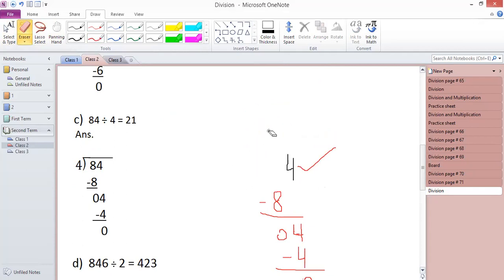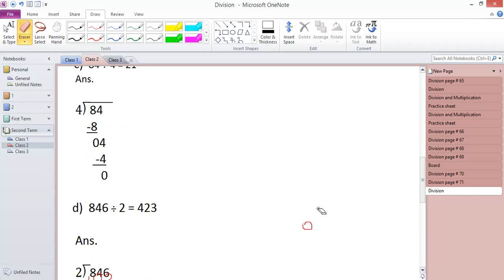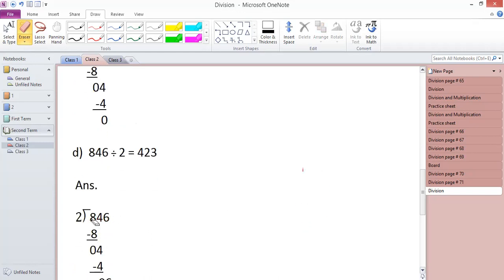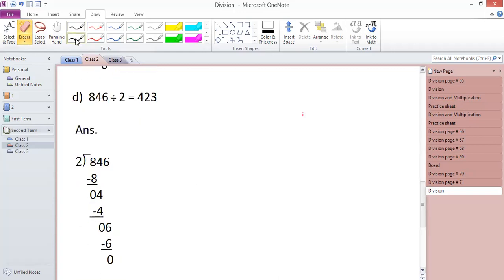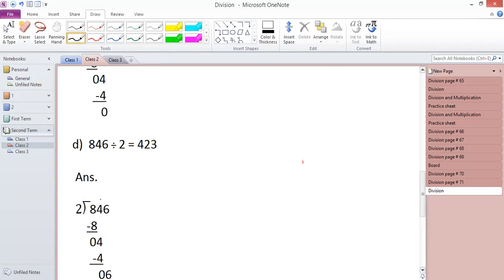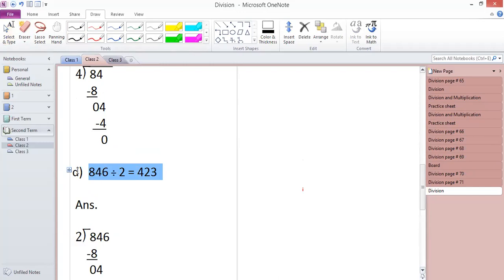Now we will come to D. D is 846 divided by 2.